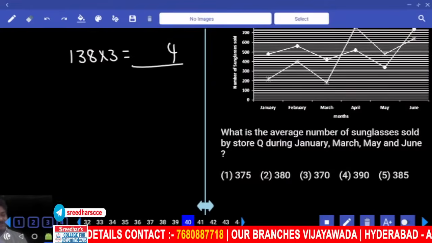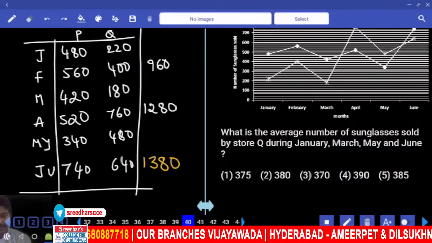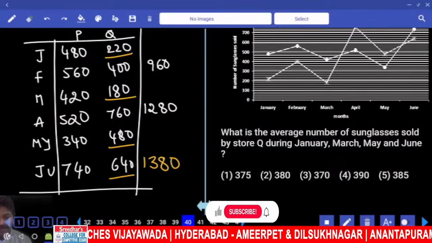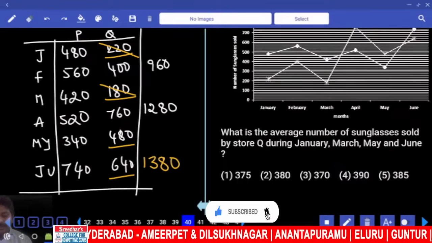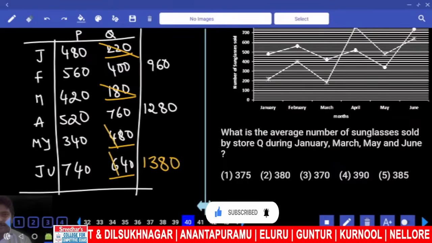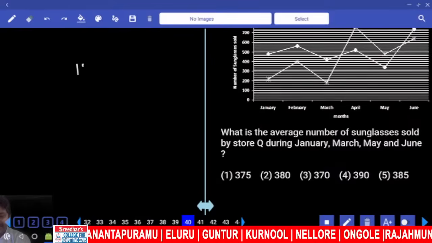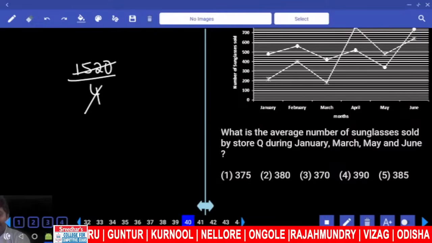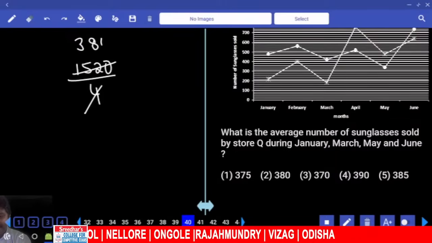Average number of sunglasses sold by Q during January, March, May, June. Q, January, March, May and June, correct? 220, 180. 400, 400, 600, 1400. Leftover 80, 40, 120. Total 1520. The question is about average. Divided by 4. How many times? 3 times. Are you done? No. Next 8 times. Done.